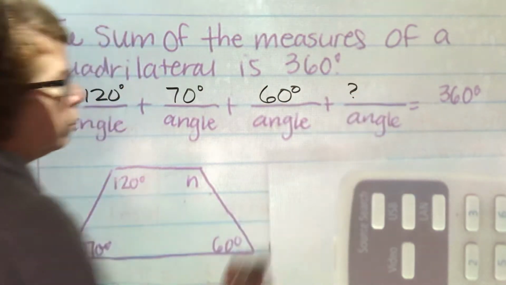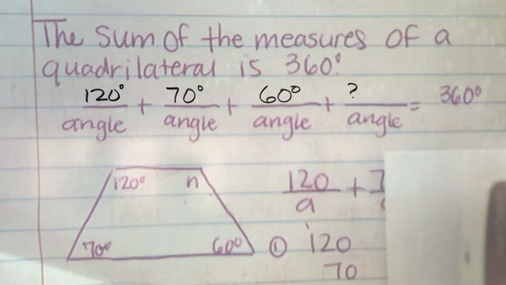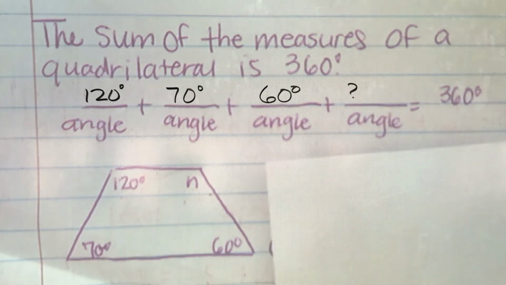I don't know what the last angle is. We're going to have to figure it out, and we're going to do it the exact same way we did our triangle. Step 1, we have to add up 120, 70, and 60 and see what we have so far. So if we take a look at step 1, I'm going to add 120, actually I'll just do it.